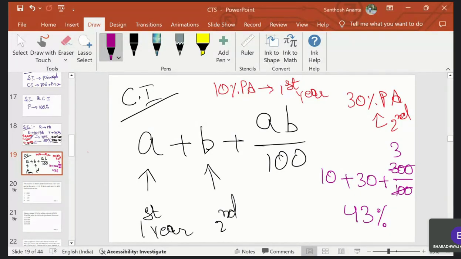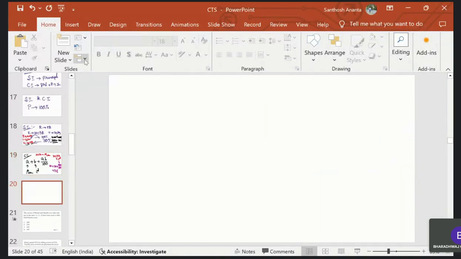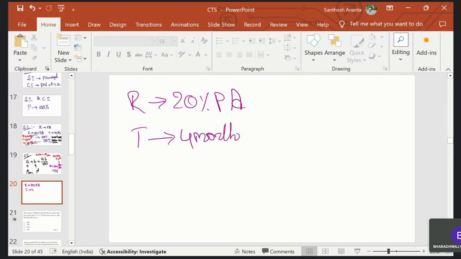Next one. Sir, what if the time period is 6 months, 3 months? Now for example, look here, the rate of interest is 20% per annum, and the time period is 4 months. Principal is rupees 5,000. Now, what is the interest collected for this?